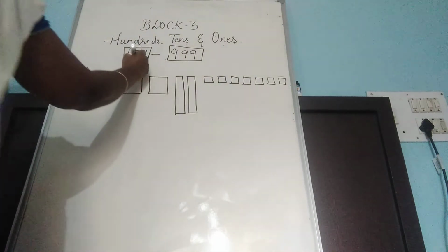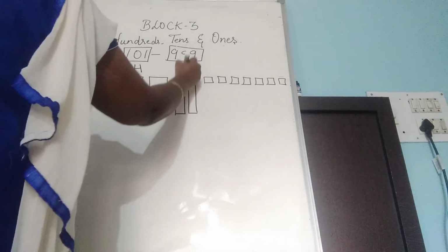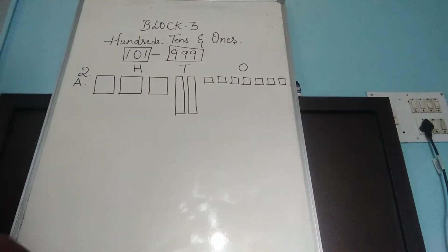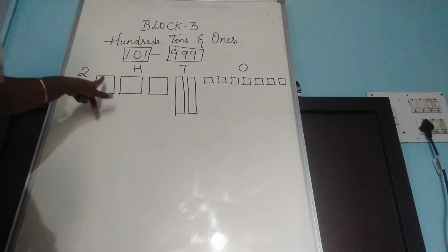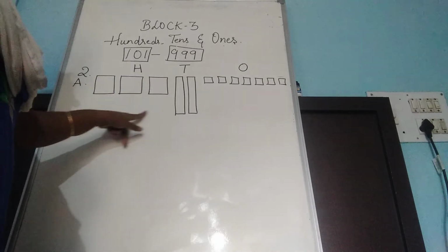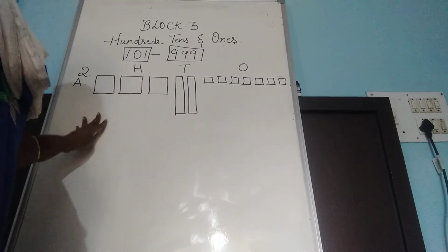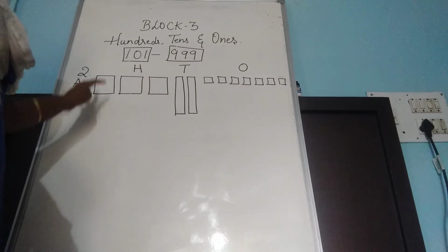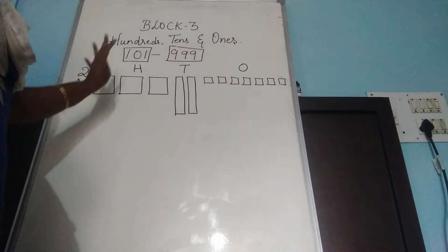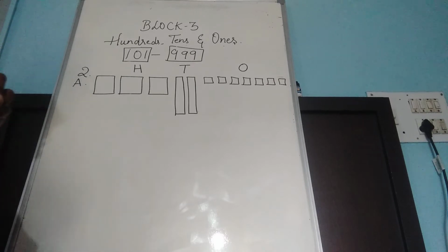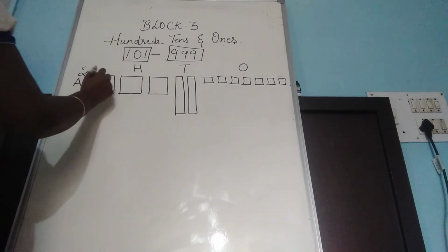Okay, so this is your hundreds column, this is your tens column, and this is your ones column. The big square gives you the hundreds place. Now let's count how many boxes are there. That represents how many hundreds. Each box is 100.